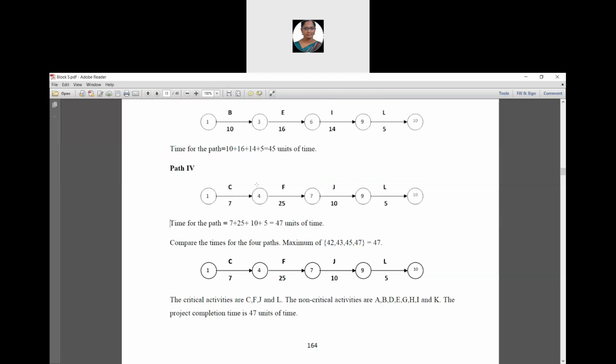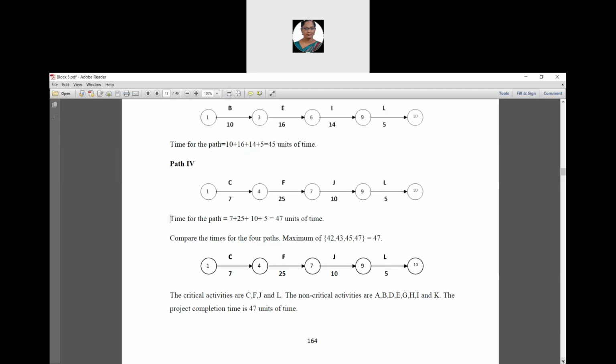From node 4 to node 7 is having an activity F and its corresponding time duration value is 25. Then 7 to 9 is having an activity J and its time duration is 10. Then from 9 to 10 is having an activity L and its time duration value is 5. So the time for this path 4 is 7 plus 25 plus 10 plus 5. It is 47 units of time.